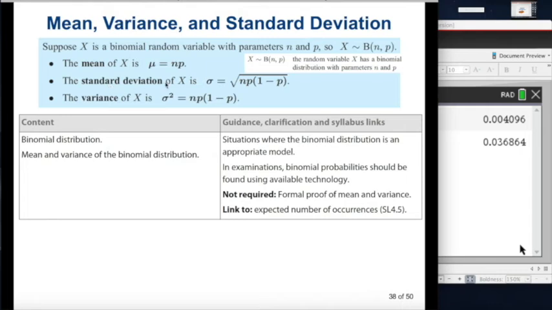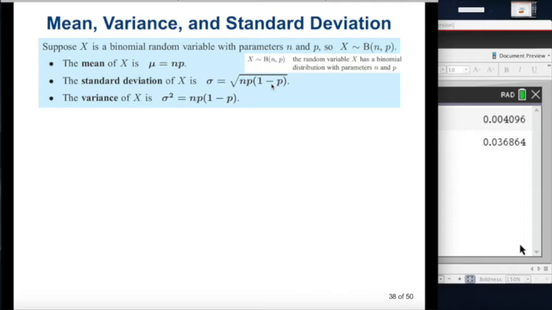And the standard deviation of random variable X is sigma, which is equal to the square root of np, the mean, multiplied by 1 minus p. Notice that 1 minus p is q, the probability of failure. p is the probability of success, so 1 subtracted by p gives you the probability of failure. So again, standard deviation is equal to the square root of npq. As simple as that.